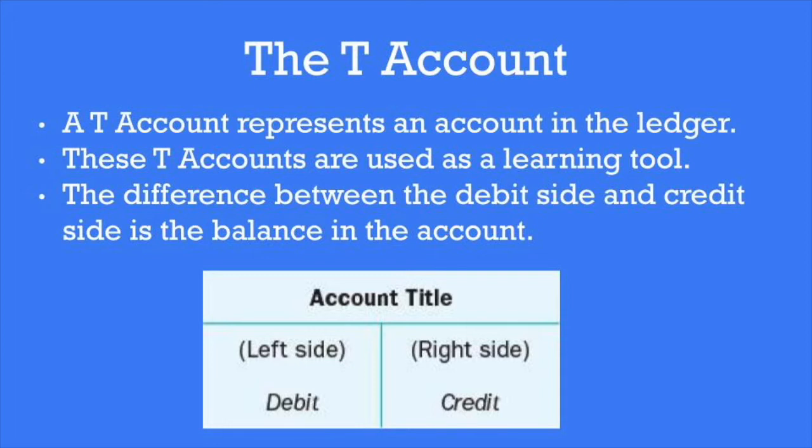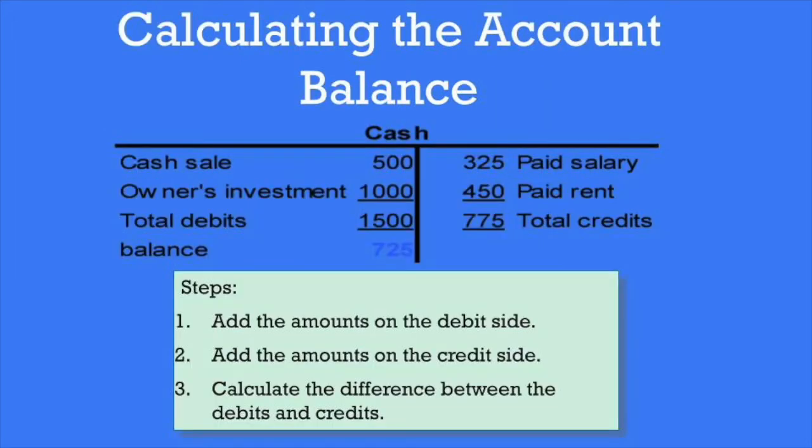When you do this online, you don't actually see T accounts, but when you do it manually, like we're going to do here, the T account is very important, and it gives you a good understanding of how this system works. So the difference between the debit side and the credit side is the balance in the account. So let's say, for example, that we have the account cash, okay? Basically, the debit side would be additions to cash.